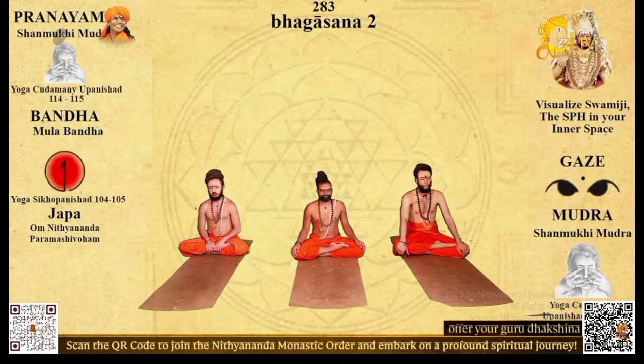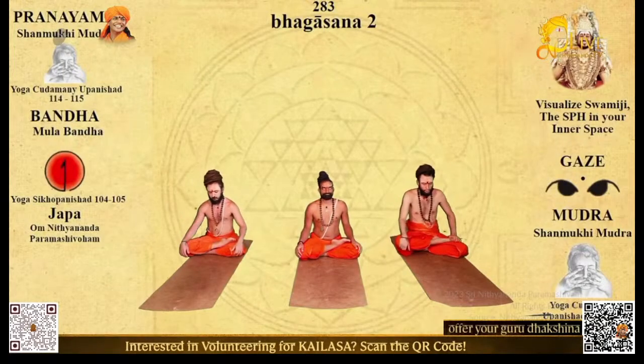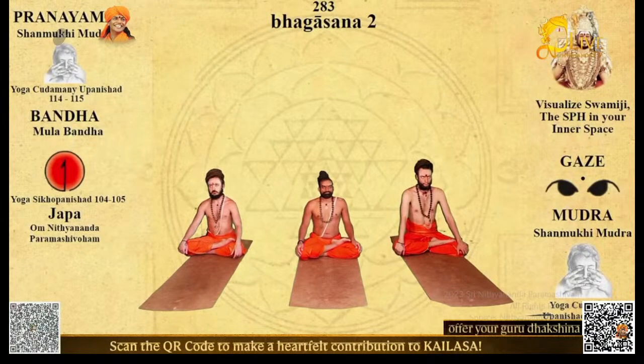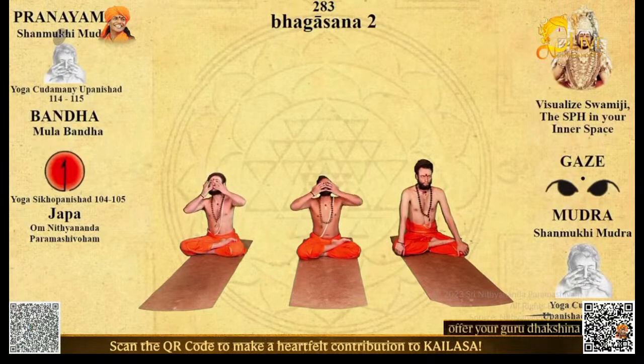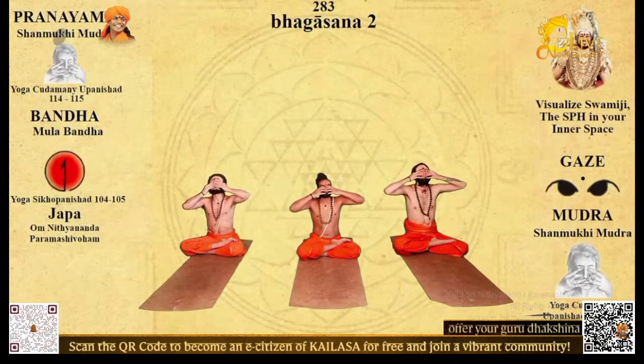Next up is Bhagasana 2. Now bring the left heel against the perineum, the right foot on the left thigh, and then gaze to your third eye, visualize Swamiji, meditate on Arihanta, the enlightened one. As you inhale all the way, close your mouth with ring and little fingers, the nostrils with the middle fingers, the eyes with the index fingers, and the ears with the thumbs in Shanmukhi Mudra.